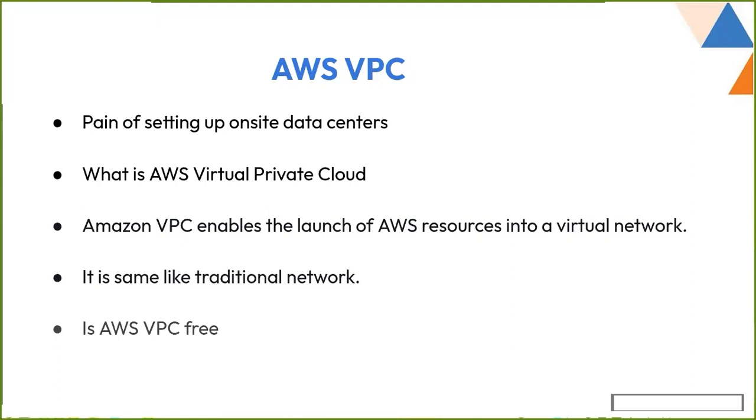Okay, and what can we do with this? We can launch new instances, we can have a customized IP address range, we can create subnets of our own choice, we can configure the route tables, we can have a basically logically isolated network using VPC. It's like a traditional network only, but it is on cloud.